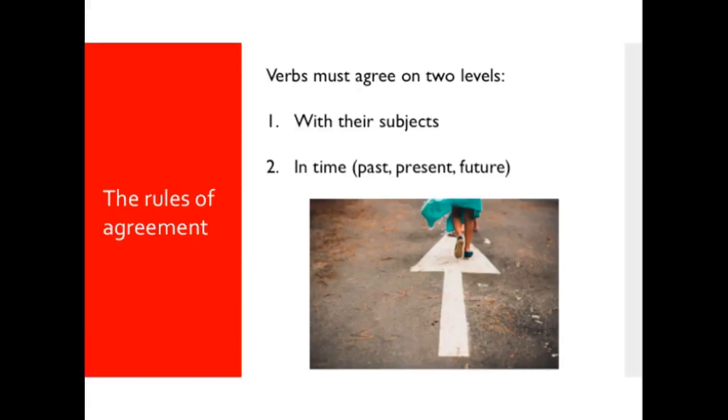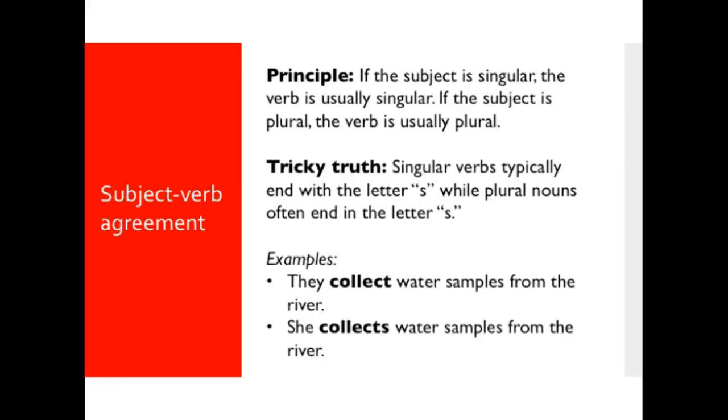So to begin, the basic rules of agreement are that verbs must agree both with their subjects in terms of whether they are singular or plural, and also in terms of time. The basic principle for singular-plural agreement is that if a subject is singular, the verb is typically singular, and if a subject is plural, the verb is usually plural. Of course, being English, there are numerous exceptions, which we'll discuss today, as well as tricky cases that might confuse you, which we'll also go over.